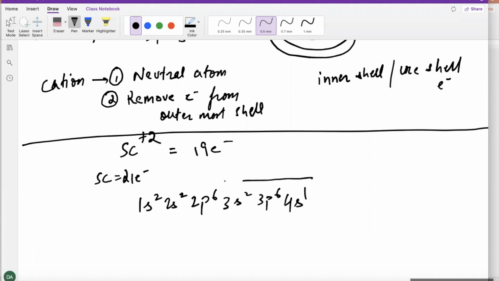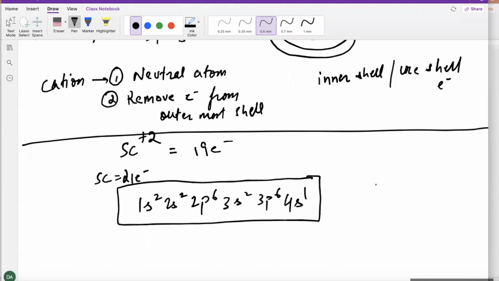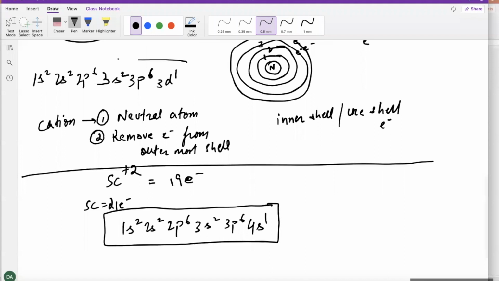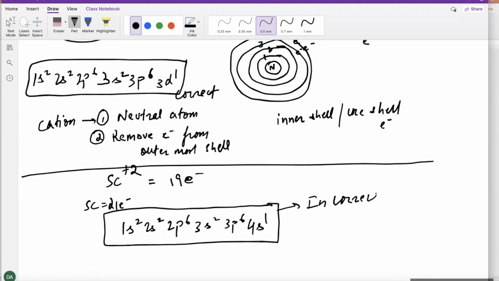You see, without me looking at the neutral atom and deciding where the electron should be removed from, I simply start writing the electron configuration for scandium plus 2, which has 19 electrons. I get this configuration, which you can see is different from what we got earlier. Earlier, this is the answer we got. Tell me what is the difference, guys, in these two answers. This is the correct answer. This is the incorrect answer. The difference is here: this is 4s1 and this is 3d1. This is the correct answer.